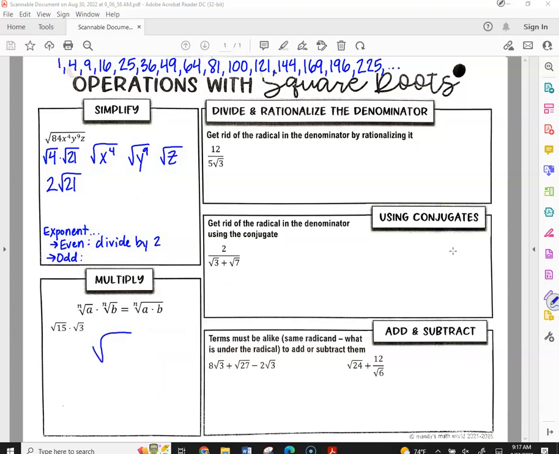Because repetition will help. X to the 9th. Okay, divided by 2. That's 4.5. Right? Okay, so that means pull an x to the 4th to the front, and then there's 1 left.